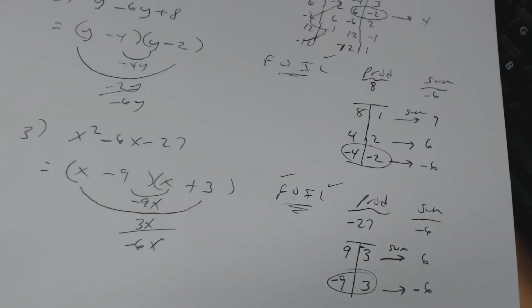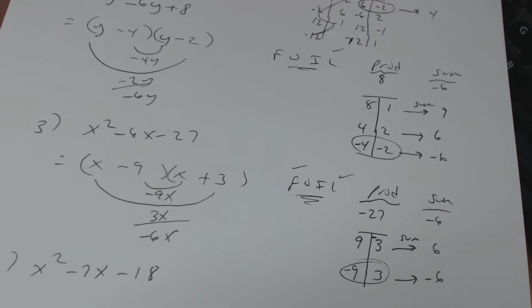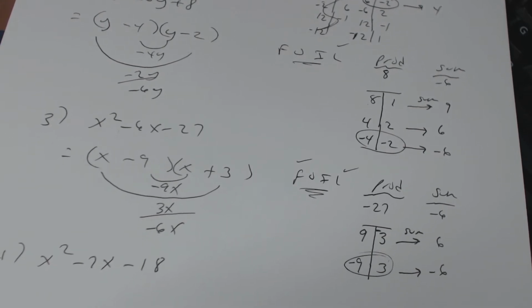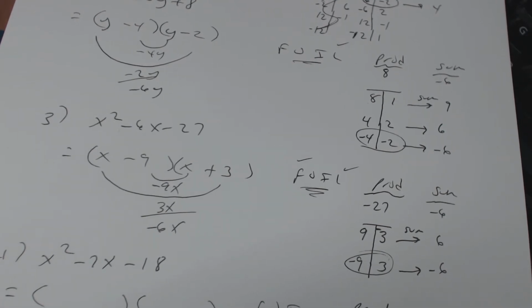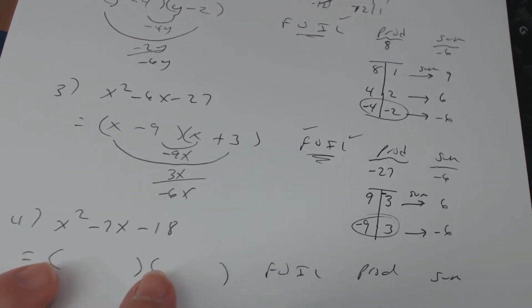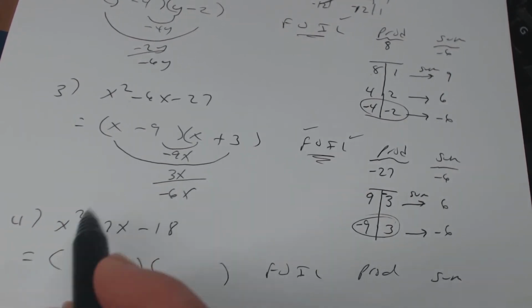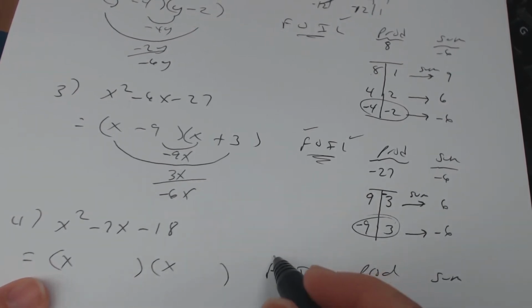Okay, number 4. You have x squared minus 7x minus 18. All right, now the GCF is 1, so we go directly to two binomials. We use FOIL, product, and sum. So the F part of FOIL is easy because x times x has to be x squared. So I know that has to be an x here in the first term of each binomial.